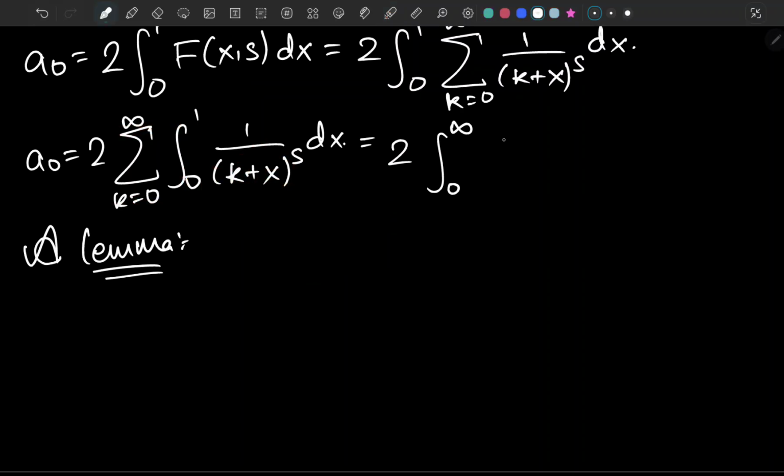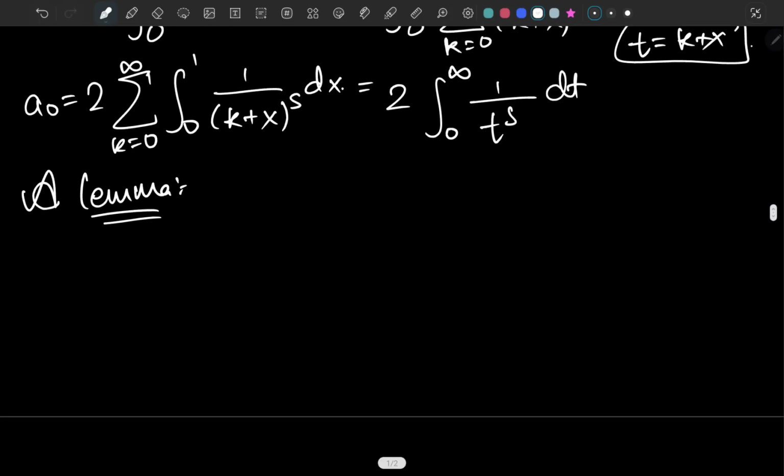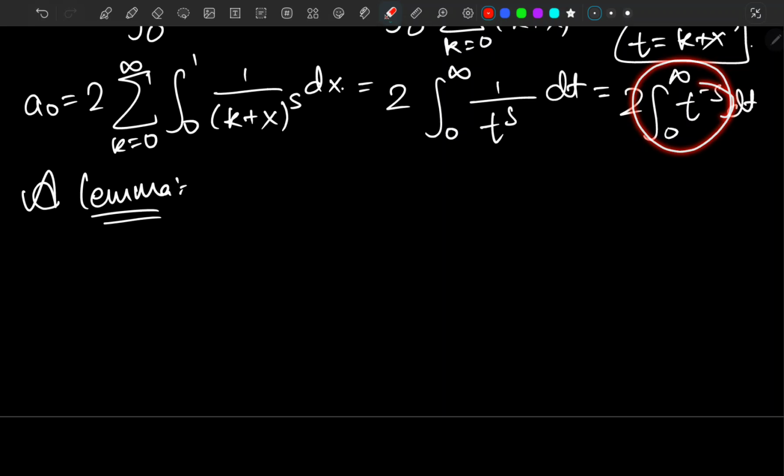So basically it's 1 over t to the s dt, where t is k plus x. So the lemma says this can also be written as 2 times the integral from 0 to infinity of t to the minus s dt. Basically it sounds divergent, right? It sounds divergent because this is not a proper integral, I would say.